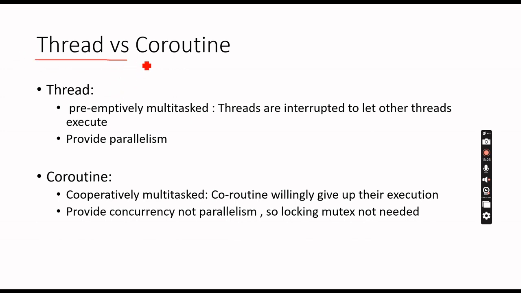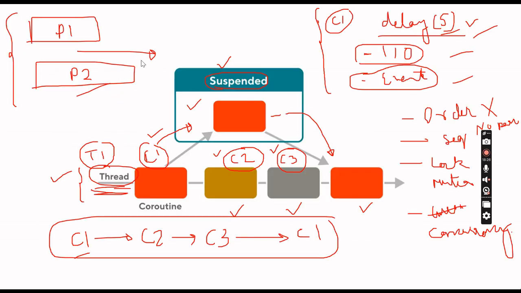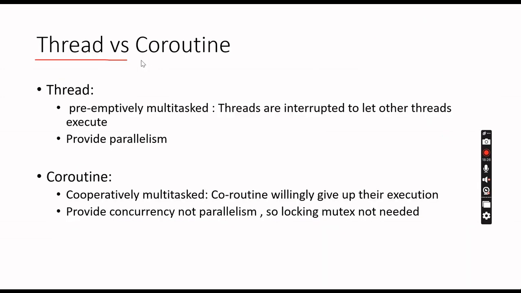The thread concept is also similar to this particular coroutine concept, where multiple threads are being executed, and various programs and tasks are being executed on multiple threads. So what is the difference between thread and coroutine? The first point to note here is that coroutine is cooperatively multitasked and thread is preemptively multitasked.